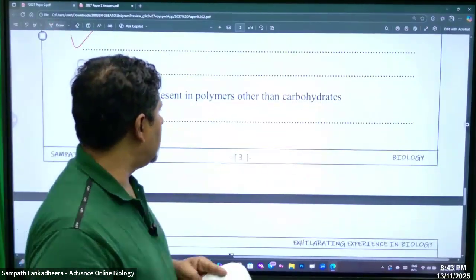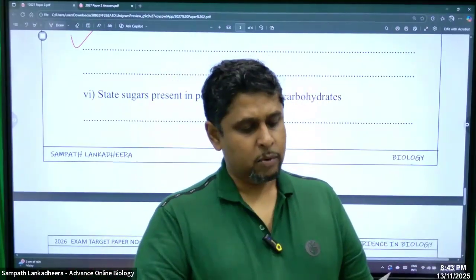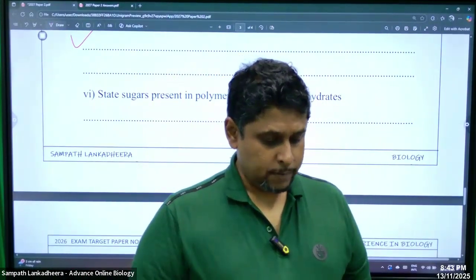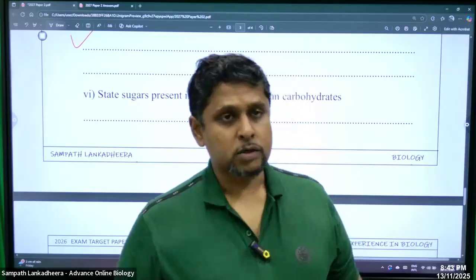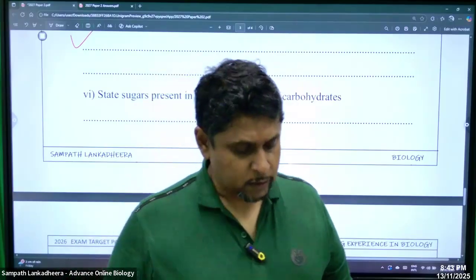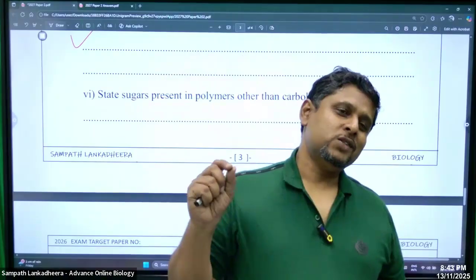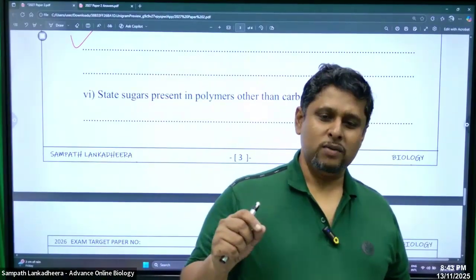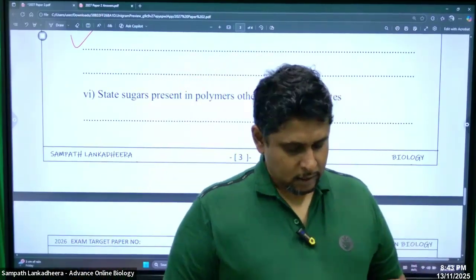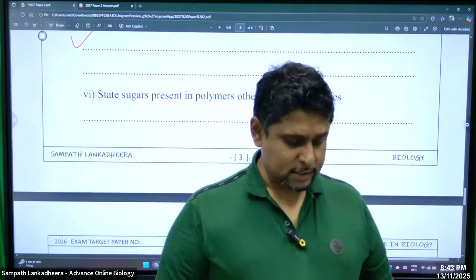State sugars present in polymers other than carbohydrates. You can take ribose and deoxyribose. Ribose is present in RNA, deoxyribose in DNA. State the difference between nucleoside and nucleotide. Nucleoside is a sugar and a nitrogenous base. Nucleotide is a nitrogenous base, sugar, and phosphate part. Next one, give two examples for nucleoside. Adenosine, guanosine, you can take as examples.